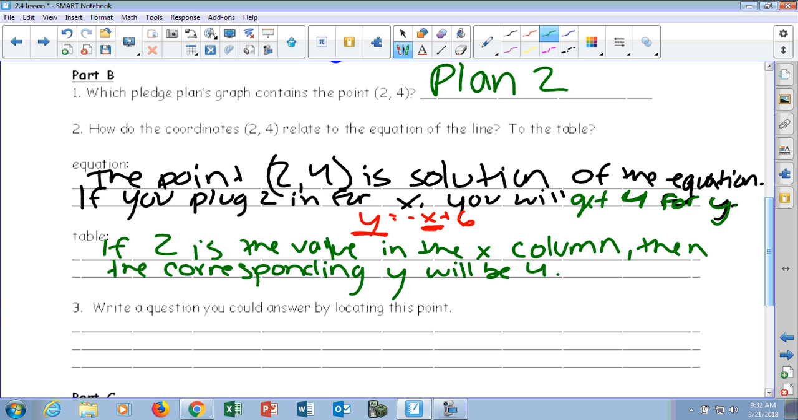So when we found our 2 on the x in our table, we looked right across and said, hey, what is that value for our y? It should be 4 if we use the plan 2 equation. If it's not, then it must not be plan 2's equation. Any questions as to how we did that before we go on? No? This says write a question you could answer by locating this point.